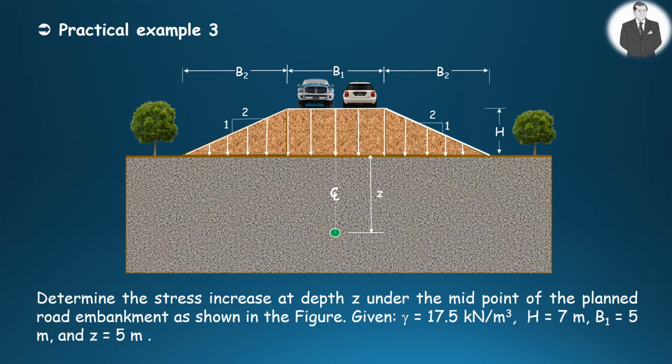A practical example for this case is the planned road embankment as shown in the figure. You are required to determine the stress increase at depth Z just beneath the midpoint of the embankment. Given are the unit weight of embankment soil, height of embankment, crest width of embankment, and the depth under consideration.